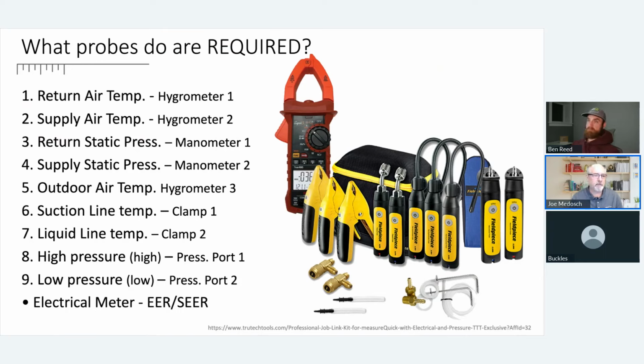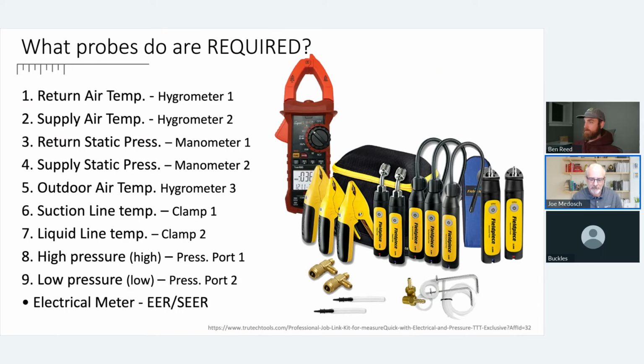Great, thanks. So here are your required probes, and you can also go to TrueTech Tools. I have the link at the bottom here to get that. Some people have a smaller kit and realize that they didn't get the full kit, so there are links to go through and add on to what you have. You may have had the basic kit, which is missing an additional hygrometer and additional clamp. The basic kit also doesn't have the manometer. So these are the 9. We live and die by these 9 probes.